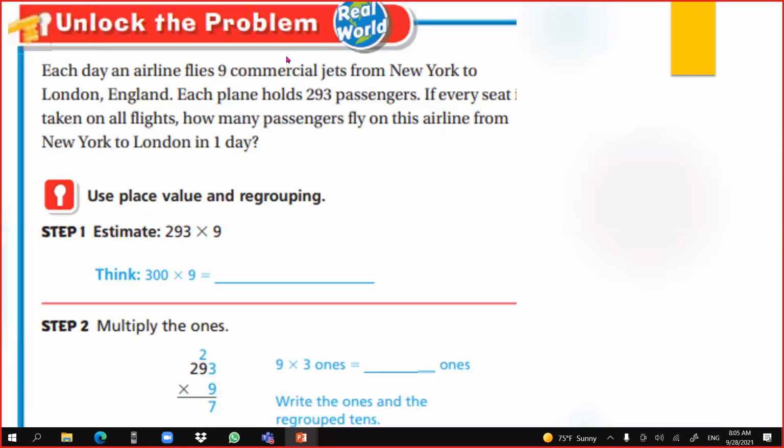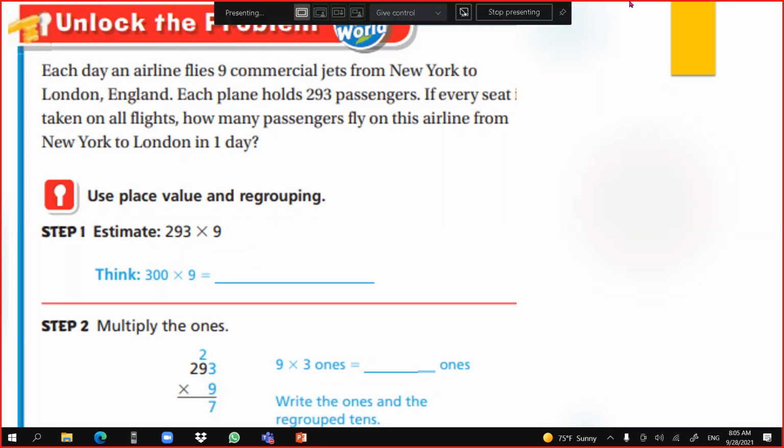Now, all of you, please open your book, page 37. Each day, an airline flies 9 commercial jets from New York to London, England. Each plane holds 293 passengers. So each plane can hold 293, and they make 9 flights from New York to London. If every seat is taken on all flights, how many passengers fly on this airline from New York to London in one day?